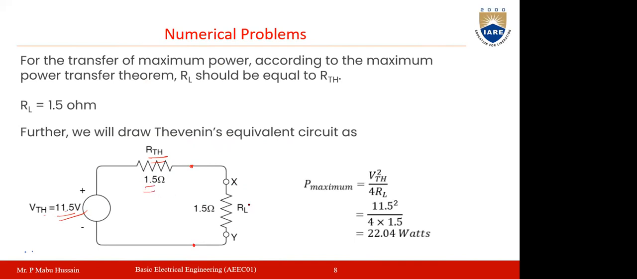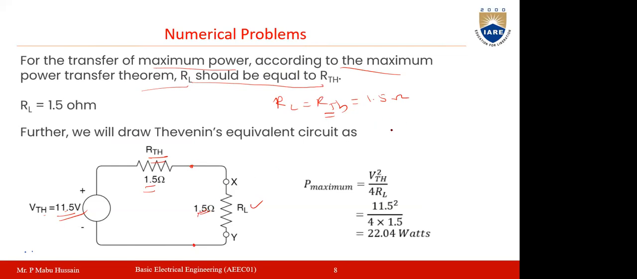Now after this, you have to connect the load resistance RL here. According to the maximum power transfer theorem, maximum power will be transferred to the load whenever the load resistance becomes equal to the Thevenin resistance. So now RL is equal to RTH. In such a case only, maximum power will be transferred. RThevenin we already determined is 1.5 ohms, so RL also is the same 1.5 ohms.